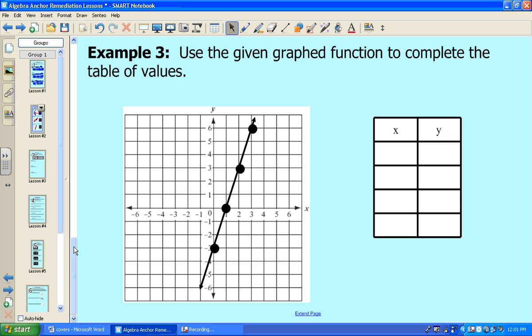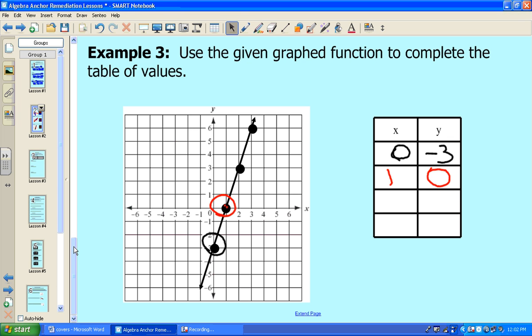Okay, example 3. Okay, the first point right here, you went left and right 0, and you had to go down 3. So your ordered pair was 0, -3. The next point, right here, starting at the origin, you had to go right 1. But then you didn't have to go up and down at all. So there is no value for y. So we just put it as a 0.